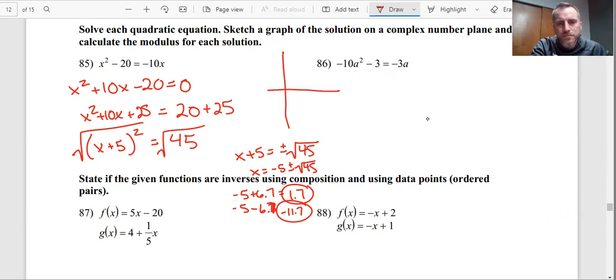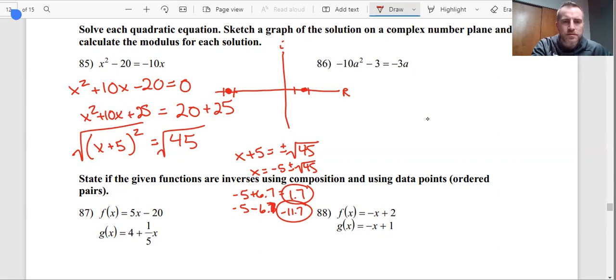a graph here, where this is the imaginary axis, this is the real axis, and I've got 1, 2. And then I've got negative 11.7 down here. So I'm just making up some points. And one in the negative direction is further.